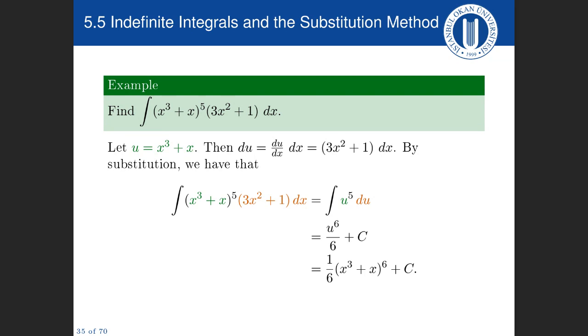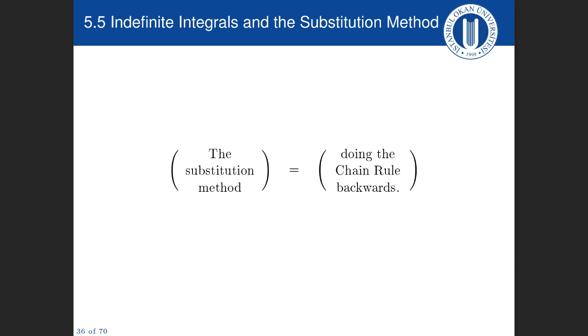And then finally, just as we were doing when we were using the chain rule, we can't finish with an answer with u in. We need to put x back in. So our final answer should be 1 over 6, x cubed plus x all to the power 6 plus c. You can think of the substitution method as doing the chain rule backwards. For derivatives, we had the chain rule when we were doing a derivative of a complicated thing. For integrals, we have the substitution method. And the idea is the same. We're just doing the chain rule backwards effectively.